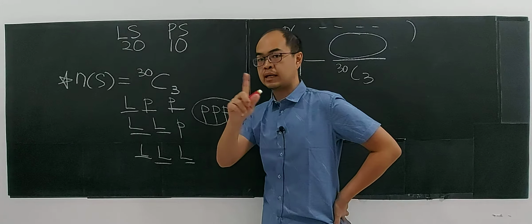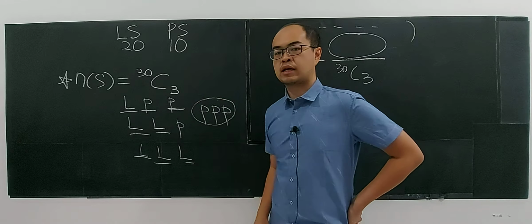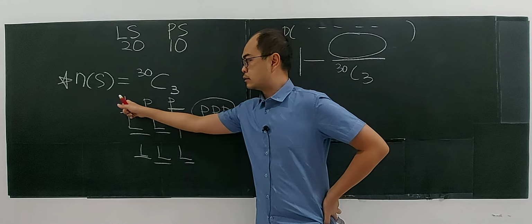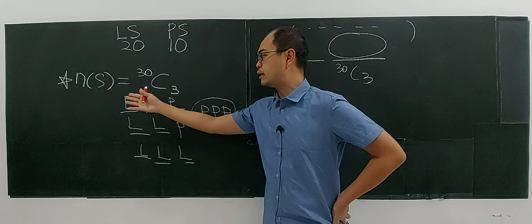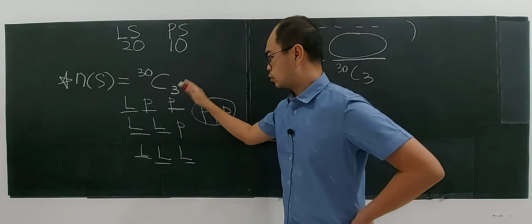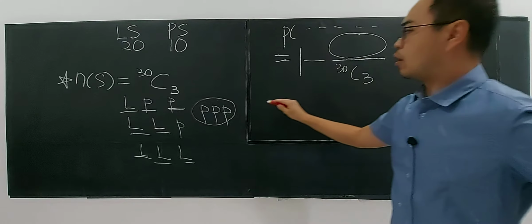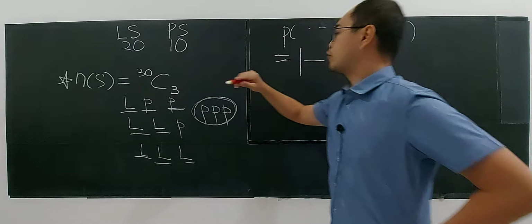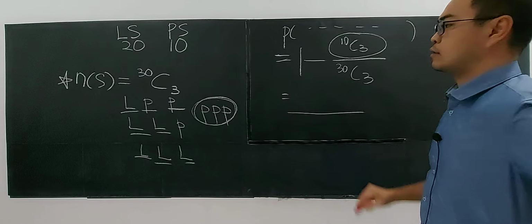Sekurang-kurangnya seorang kan, mesti ada seorang. So, lawan dia ialah langsung tiada seorang daripada life science. Sekurang-kurangnya seorang, 1, maybe 2, maybe 3. Lawan dia ialah semua physical science. That's why you must use the concept of complement, it will be easier. 1 minus all of them not from life science, meaning they will be from physical science, which is 10C3.